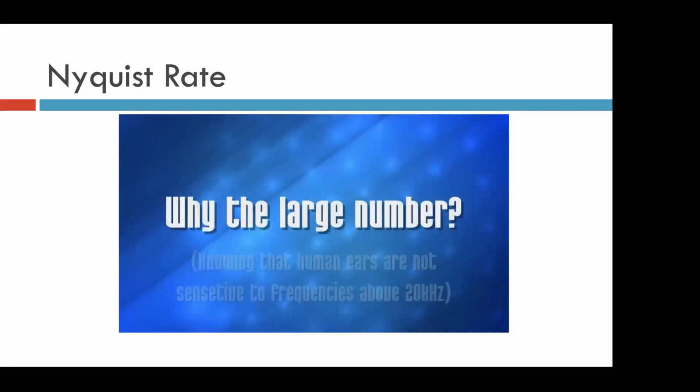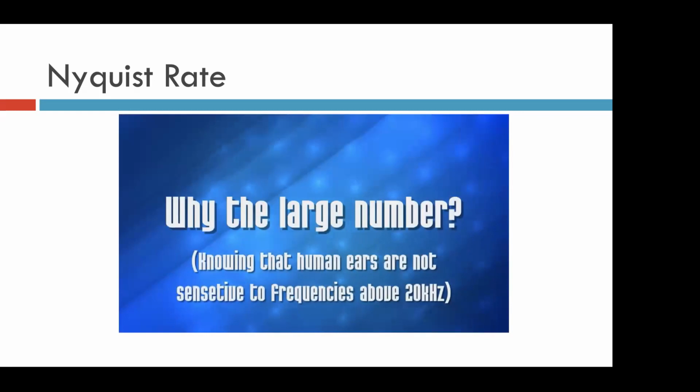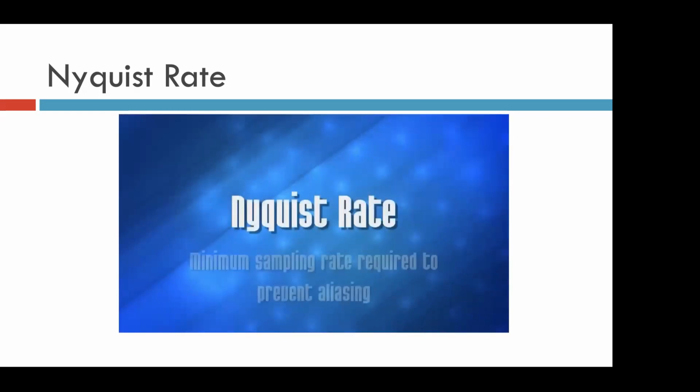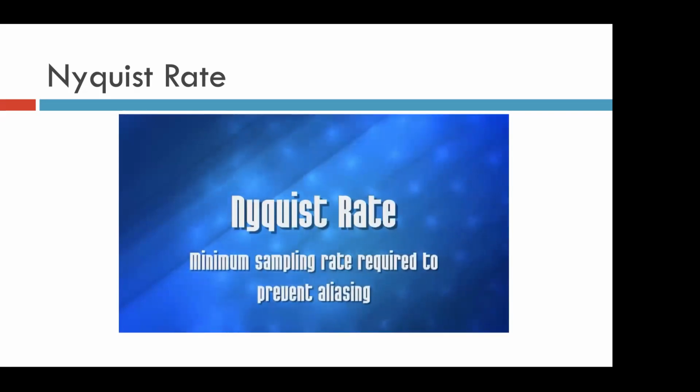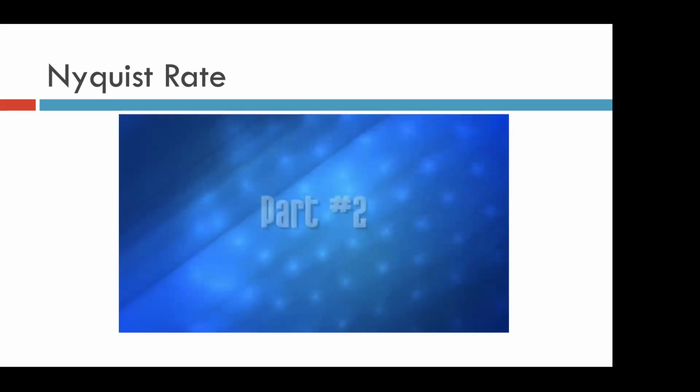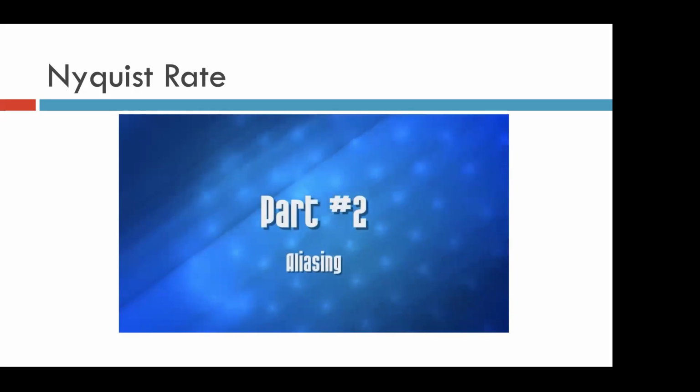Why this high number if our ears can't pick up anything above 20 kilohertz? This leads us to the concept behind Nyquist rate. This refers to the minimum sampling rate required to reproduce a wave without aliasing. Before we continue, we have a new term here, aliasing. This can be best explained with an example.